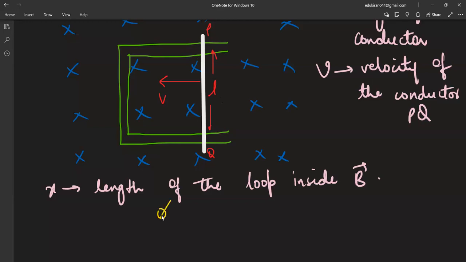When we talk about the flux, flux is BA. Now talking about the area, length is L. Let's say whatever area has been left within the conductor, within this space, is X. X is the length of the loop inside the magnetic field. So what will be the area? Area will be length into breadth, that is L into X. So the flux becomes B L X, right?